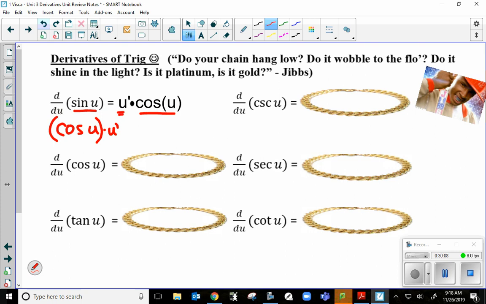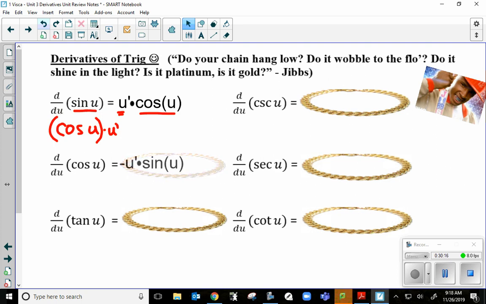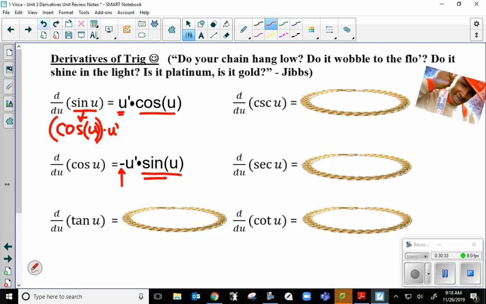All right? So what is the derivative of cosine of u? It's sine of u times u prime, but it is negative. You negate it. And the chain rule, how does that come into play? This is the derivative, and then I always have to take the derivative of the inside. That's the chain rule, okay?